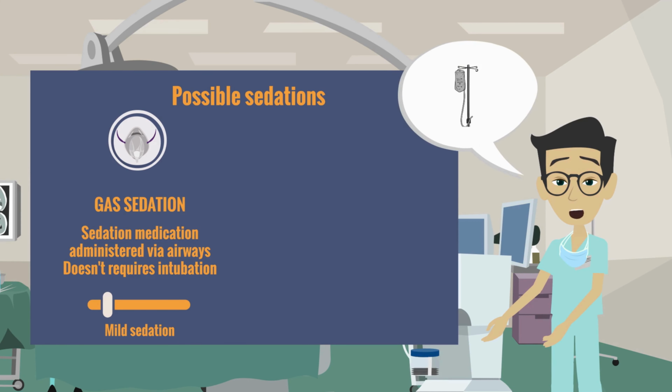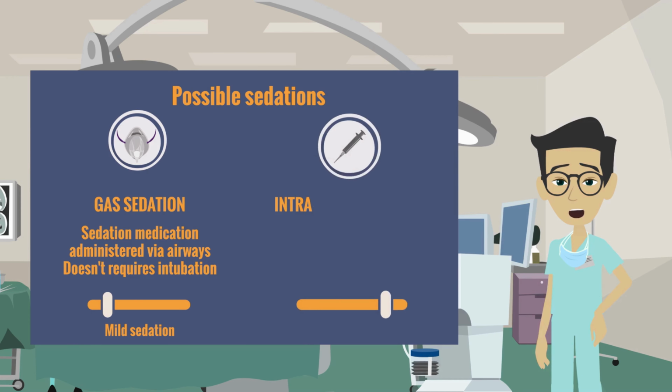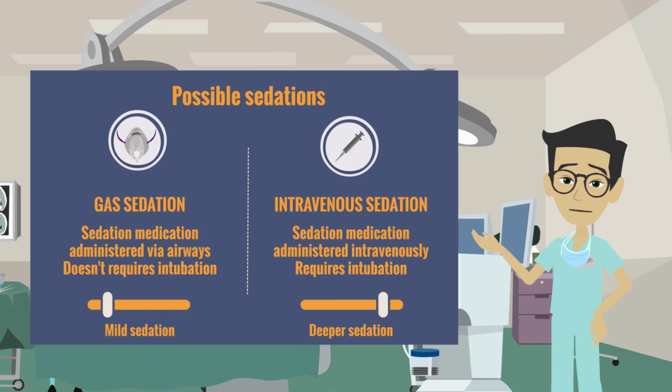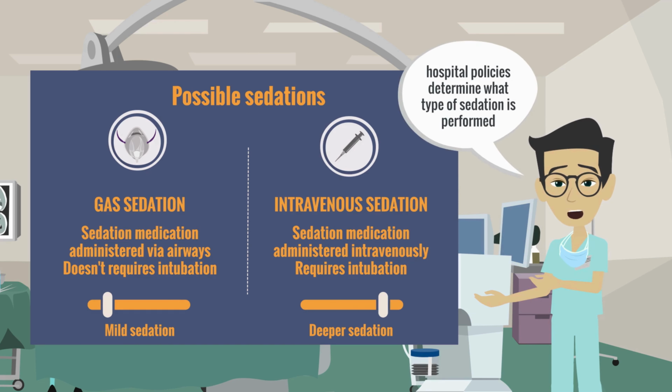An intravenous line might be placed for fluids or drugs that help reduce nausea that can be caused by the sedation itself. The most advanced sedation requires intubating, meaning putting a tube to the throat and giving sedation medications intravenously. Mostly hospital policies determine what type of sedation is performed.